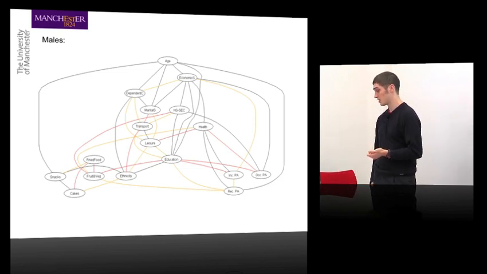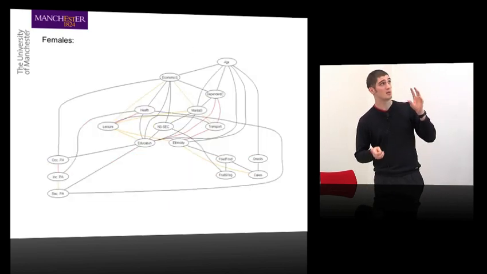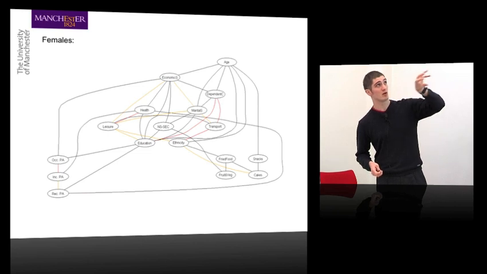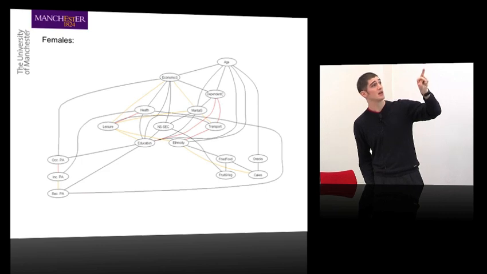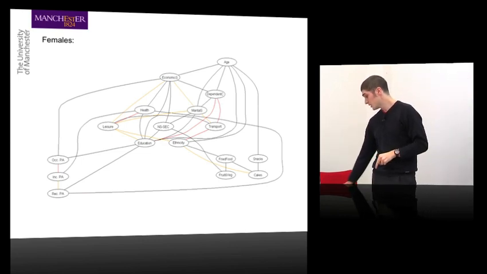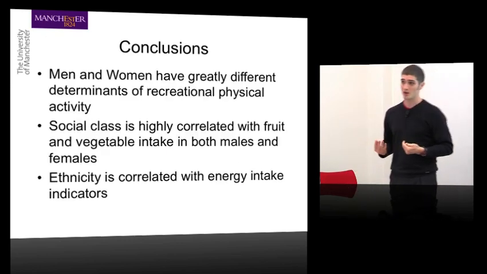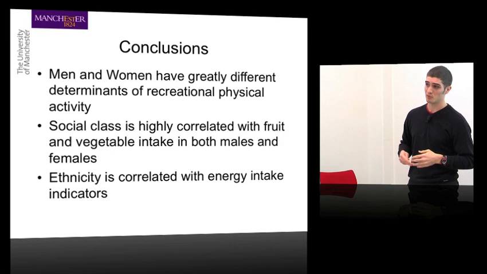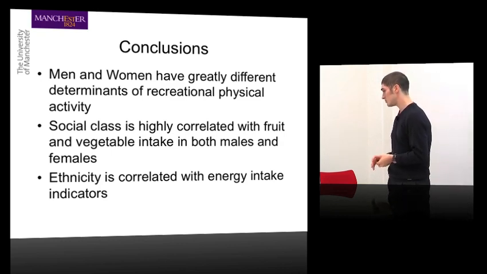Now, if we look at females, the graph in females, we see a similar kind of structure with the important socio-demographic factors all correlated together. And one interesting thing you may notice about this graph is that age doesn't have a black arc with recreational physical activity. However, education does. Which means that in women, education and social class is an important determinant, or it's highly associated with recreational physical activity. Whereas in men, age is a much more important determinant.